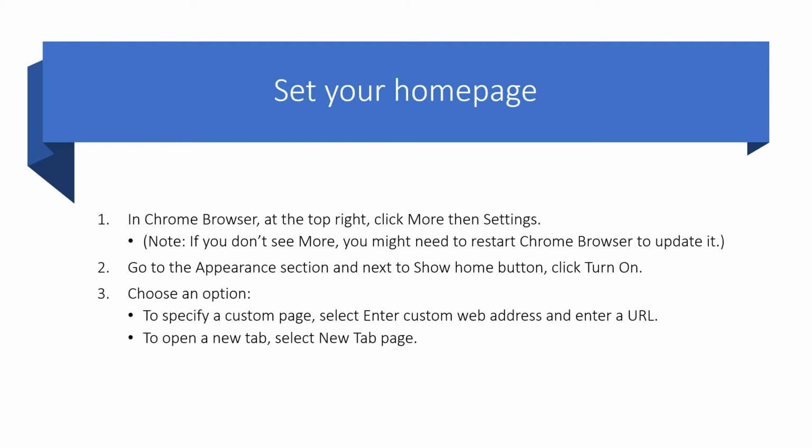Go to the Appearance section and next to Show Home button, click Turn On. Choose an option. To specify a custom page, select Enter Custom Web Address and enter a URL. To open a new tab, select New Tab Page.